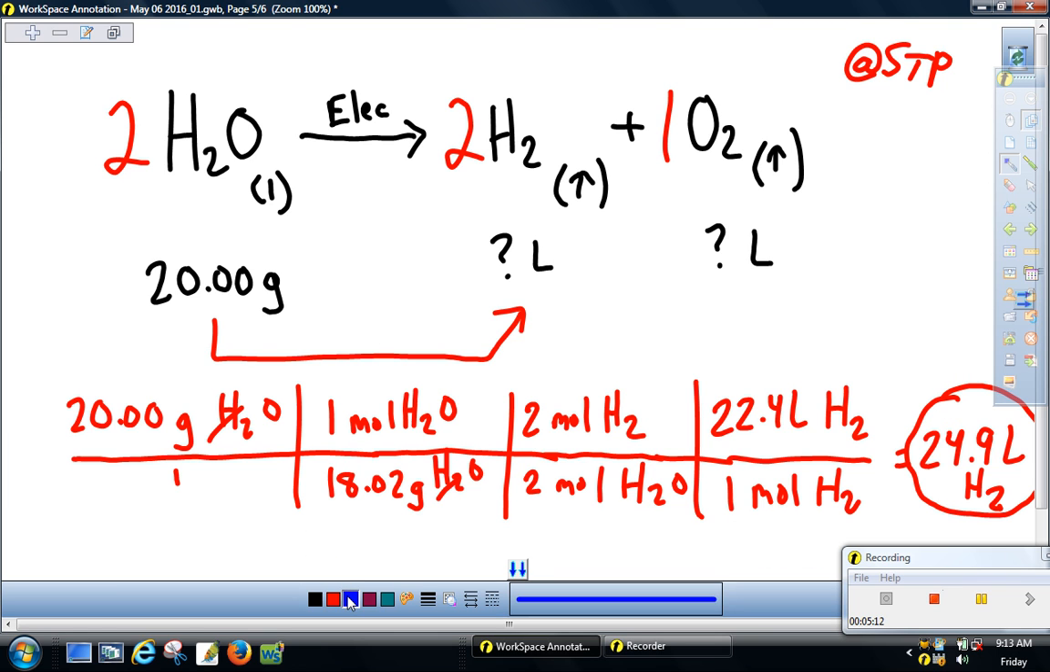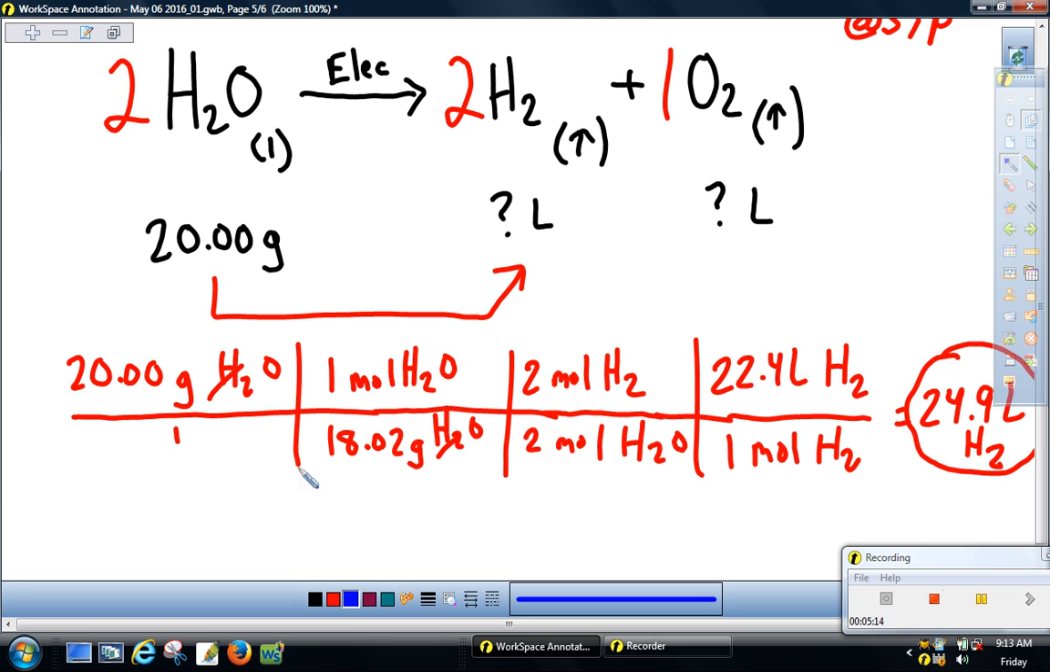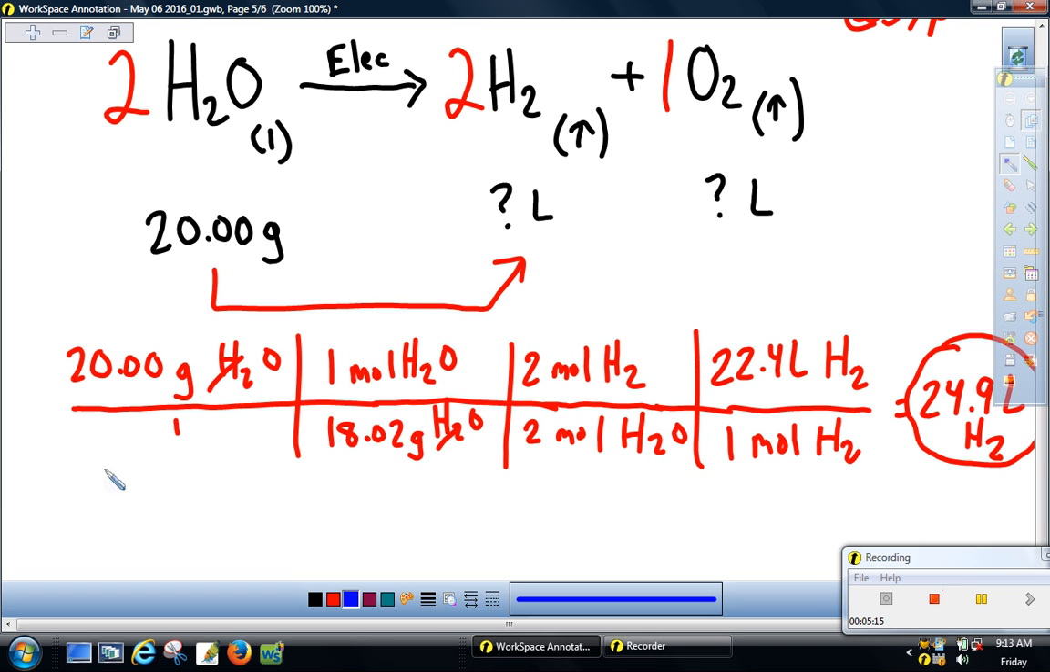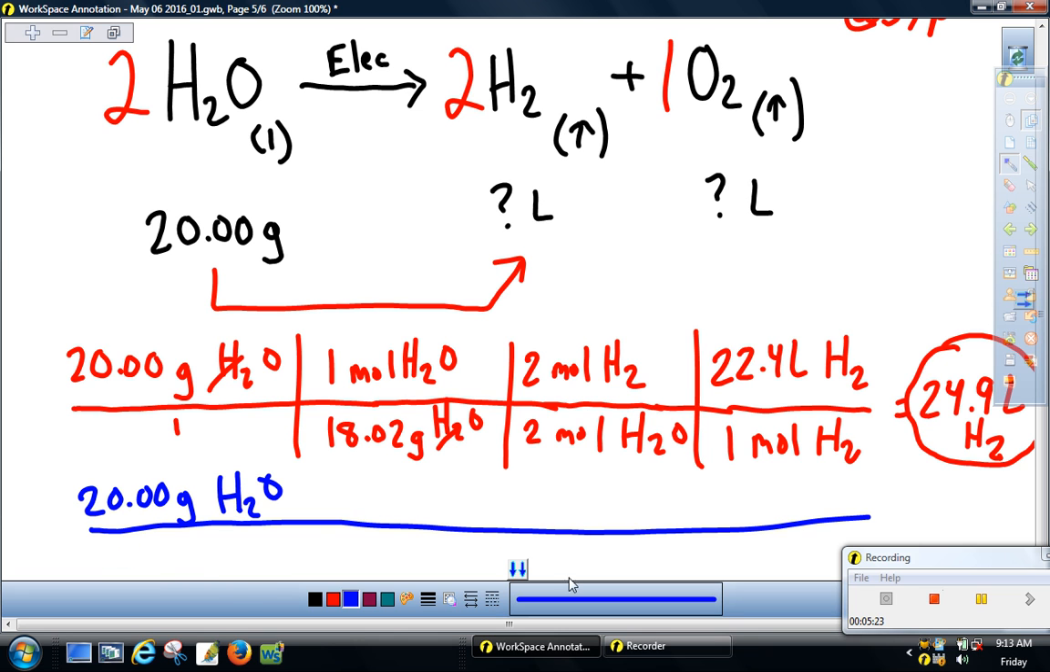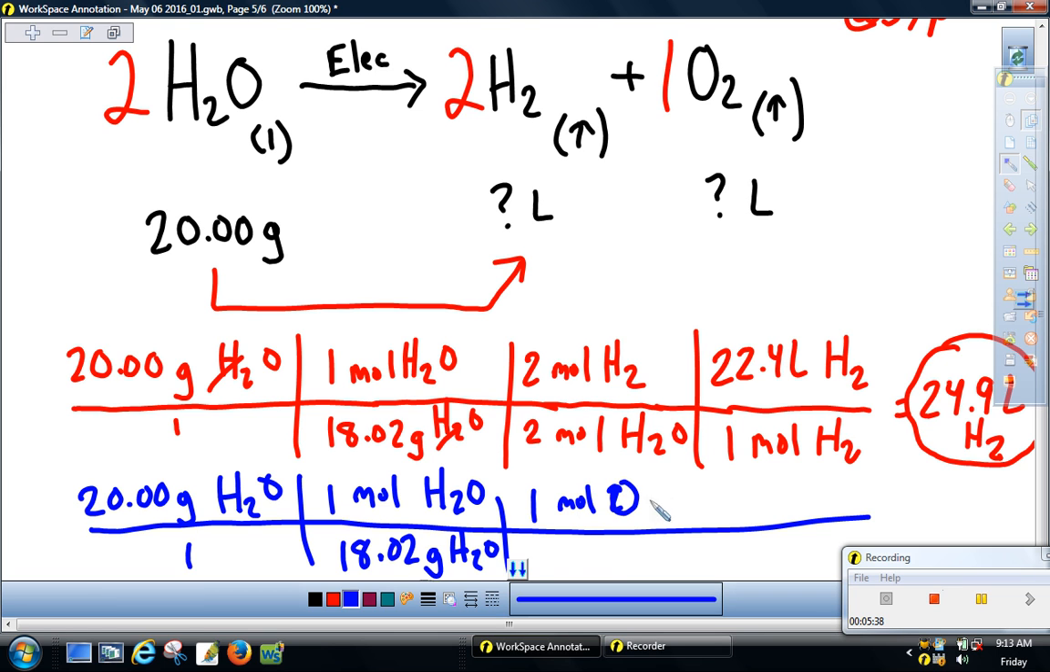Second part of it, what about the oxygen? Alright, so all the rest of the problem is the same. We still start out with 20 grams of water. We're still going to divide by the molar mass of water to turn that into moles of water, which is about 1.1 moles. But the ratio is different, right? We only can make 1 mole of oxygen for every 2 moles of water.